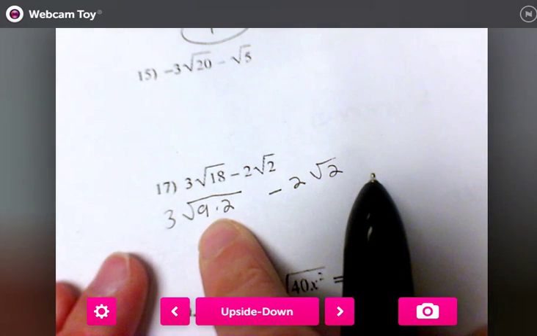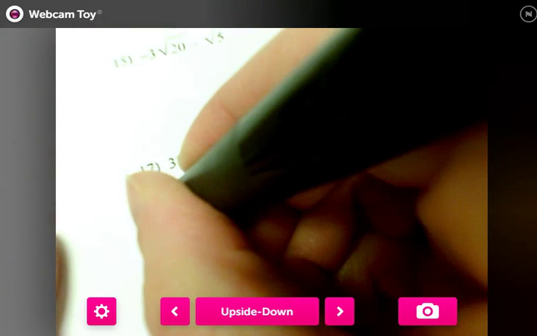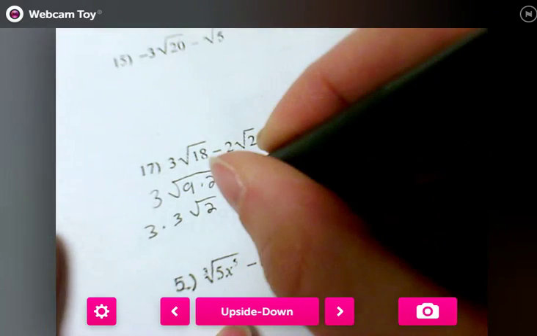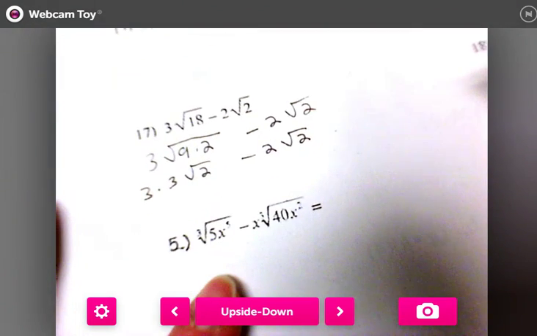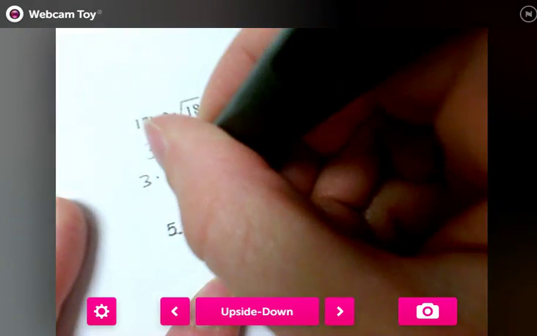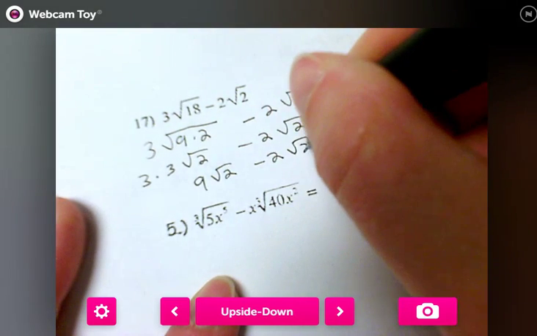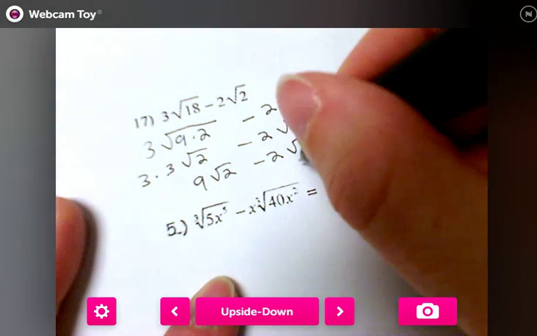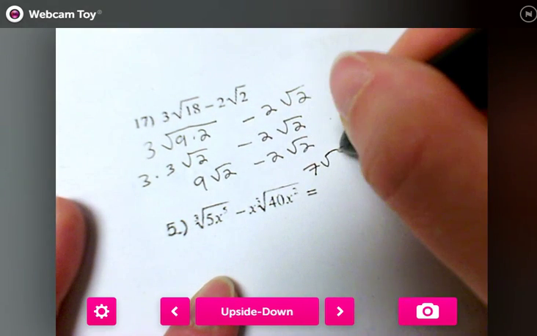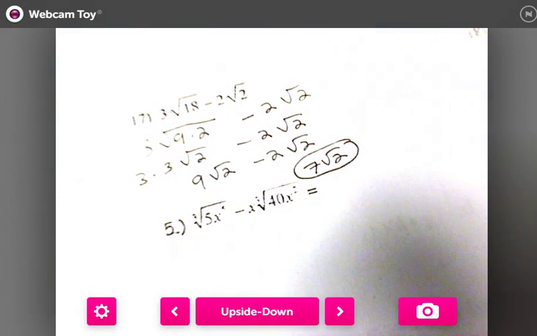What's the square root of 9 again? 3. So we get 3 times 3 square root 2 minus 2 square root 2. So far, so good? What's 3 times 3? 9. Okay. 9 square root 2 minus 2 square root 2. What's 9 minus 2? 7. Good. 7 square root 2. That's my final answer. Okay?